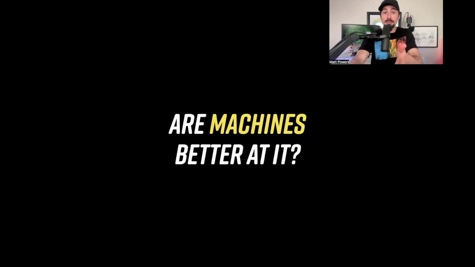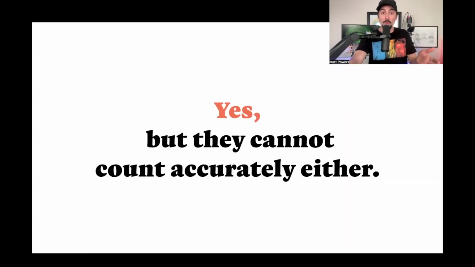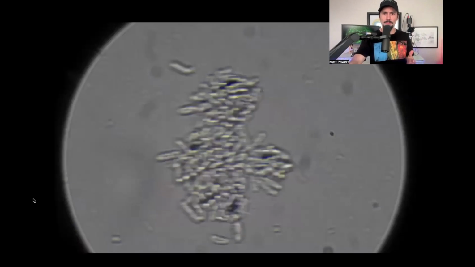But you're like, machines, AI, let's go. They can't accurately either because it's a resolution thing. So you can get closer, but it won't stop. After 1,000x, it just blurs. You can get closer, but it just gets blurrier. It doesn't sharpen after 1,000x. So you can't count them accurately.